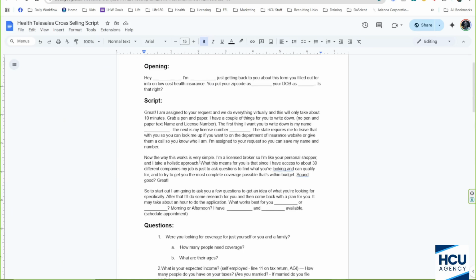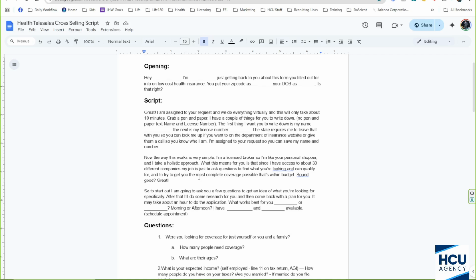All right, so moving on into it. So now you've introduced yourself. Great, I'm assigned to your request and we do everything virtually and this will only take about 10 minutes. Grab a pen and paper. So you want to give them a timeline to work with, and then you also want them grabbing a pen and paper because it gives a little bit more credibility. They don't think that you're just going to try to fast talk them, and you want them to be as much a part of the process as you can.